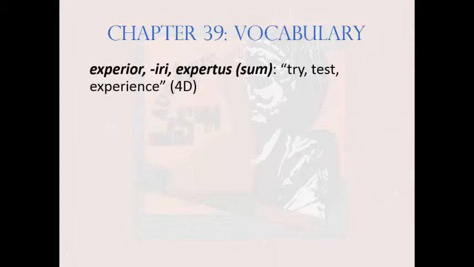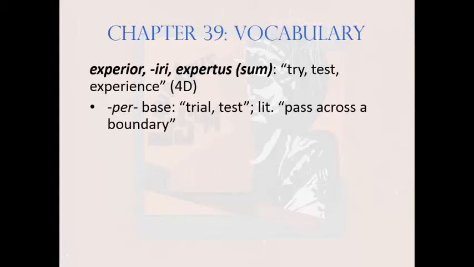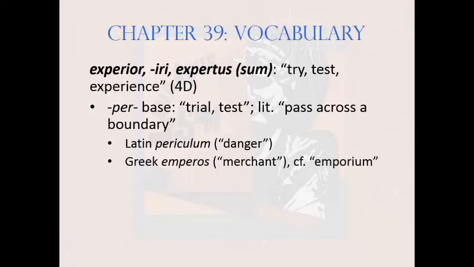The next word is experior, experiri, expertus sum, a fourth conjugation deponent verb, meaning try, test, or experience. The peri in this verb is not the Latin prefix through, but a base that means trial or test, literally pass across a boundary. You've seen it before in periculum, danger, literally a little test or trial of one's fortitude, I suppose. It's also seen in the Greek word emporos, meaning merchant, which gives us the word emporium, a store that sells imported goods. So originally in Greek, traders were merchants, emporoi, who bought and sold goods across international boundaries.